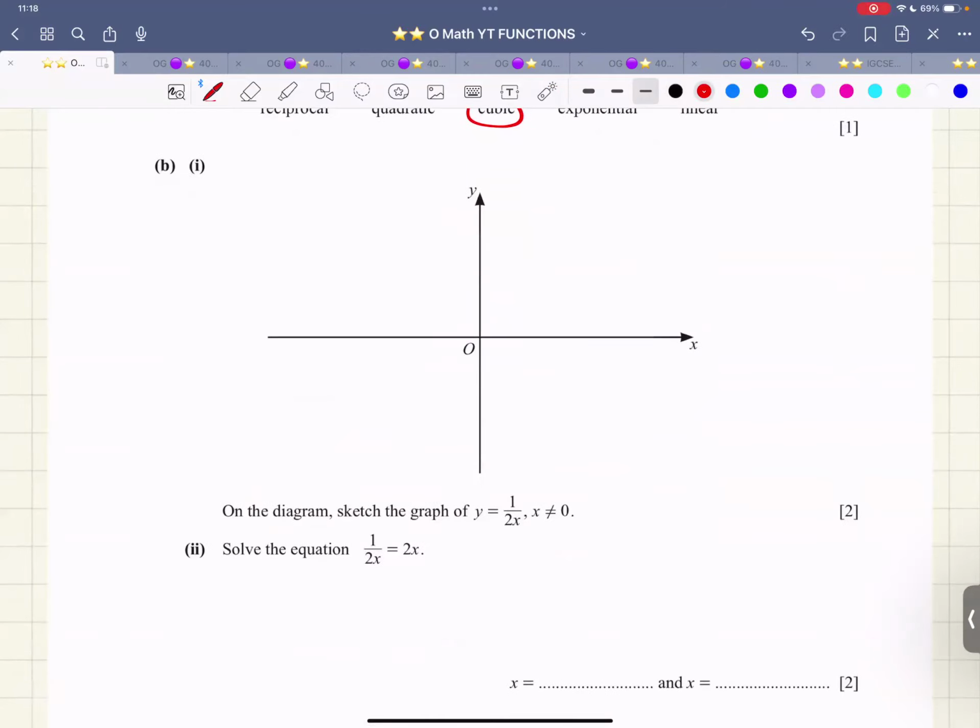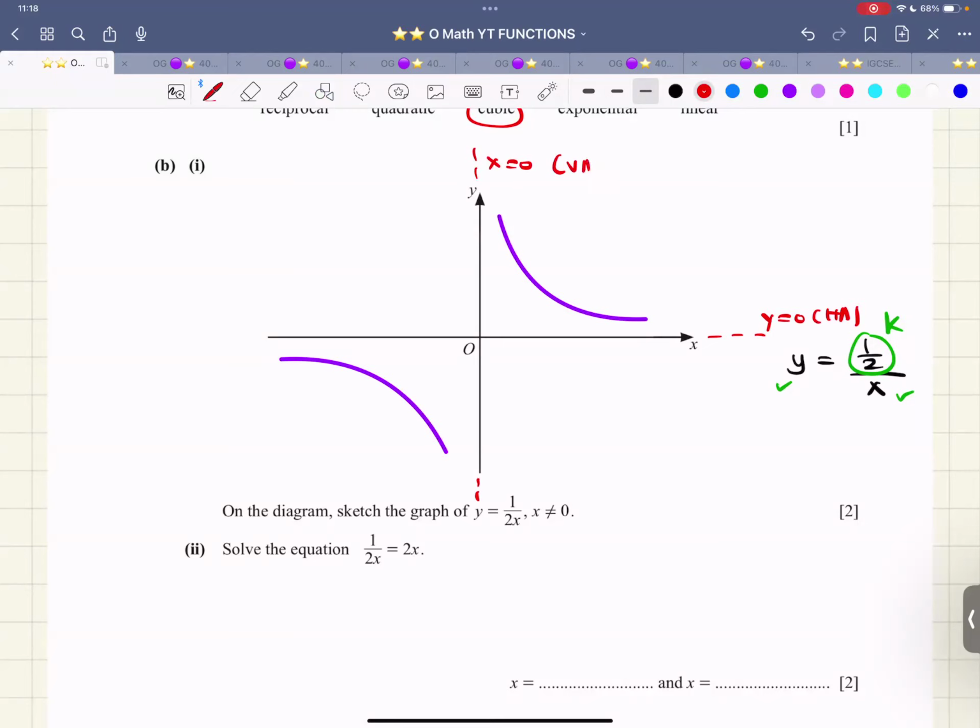So don't be confused with that 1 over 2. Basically, this is y is equals to half divided by x. That looks better. So this constant over here, this is k. This is still a reciprocal graph. So let me draw this reciprocal graph over here like this, like this. And then over here, the horizontal asymptote, that is y is equals to 0, HA, and x is equals to 0, that is the vertical asymptote.